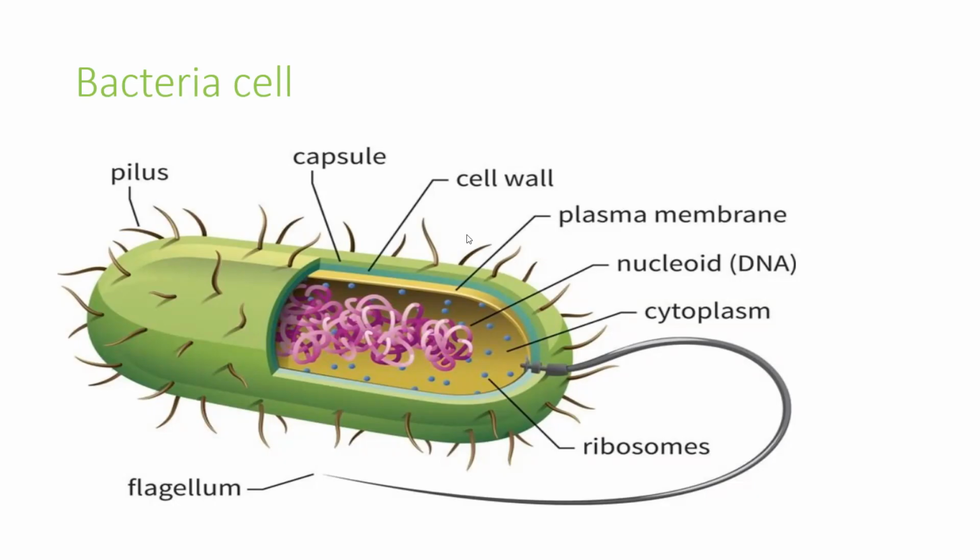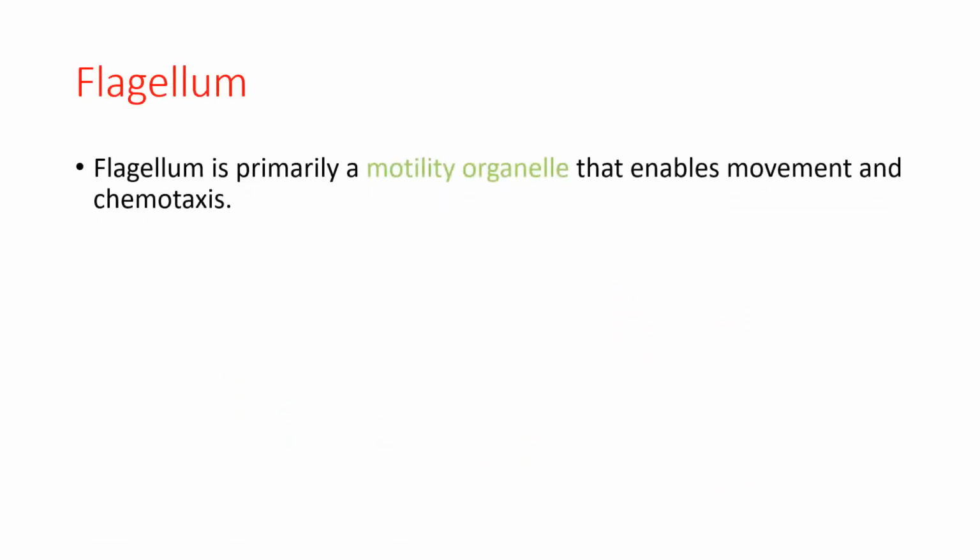Bacteria cells have a number of parts. Next one is the flagellum. Look at here, this is the flagellum. Flagellum is primarily a motility organelle that enables movement and chemotaxis.